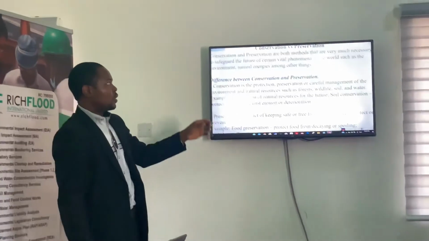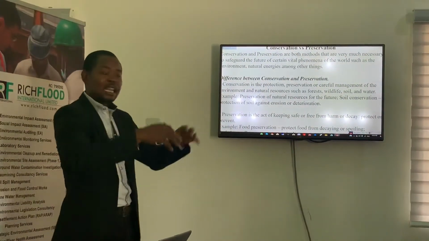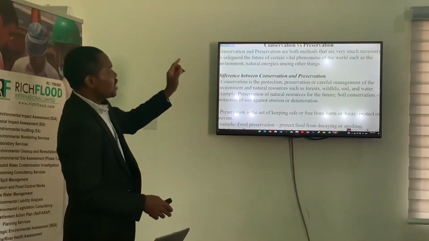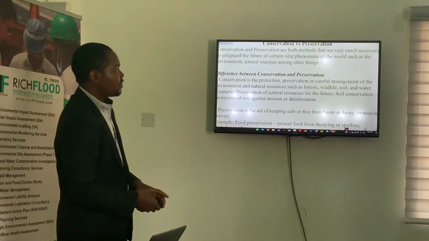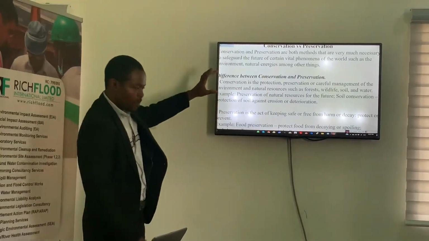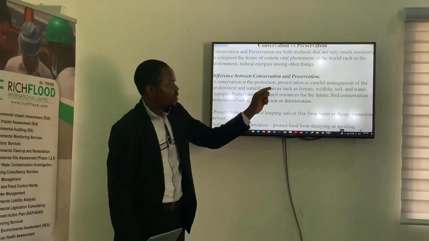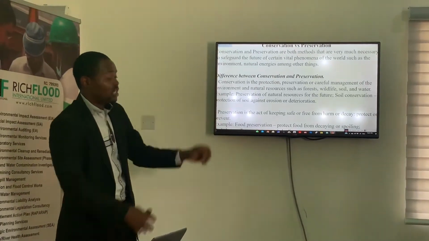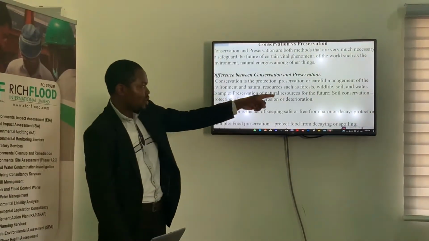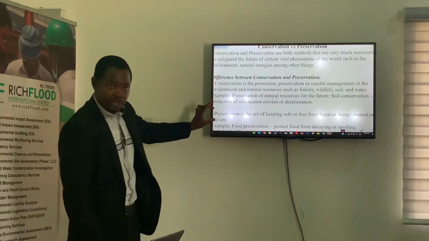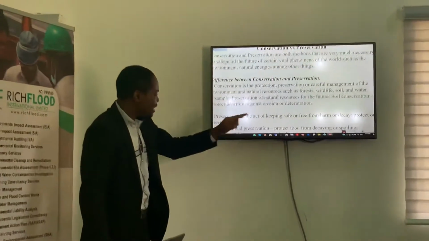Now, going further, we have these words, conservation and preservation. These are two words that are intertwined, and they are being used interchangeably. Now, conservation and preservation are both methods that are very much necessary to safeguard the future of certain vital phenomena of the world. Now, the difference between conservation and preservation. Conservation is the protection, preservation, or careful management of the environment and natural resources, such as the forests. Conservation is also the preservation of natural resources for the future. But preservation is the act of keeping safe or free from harm or decay. That is to protect and prevent.